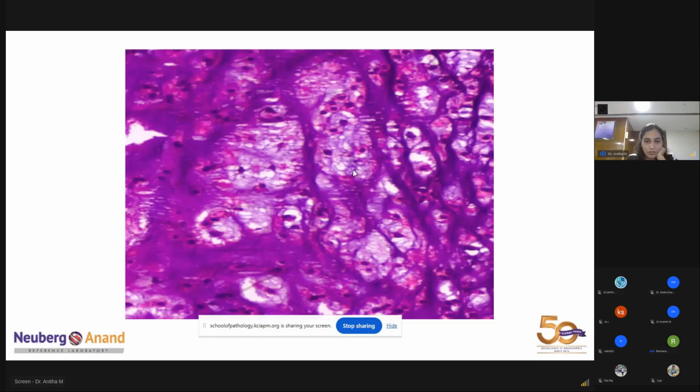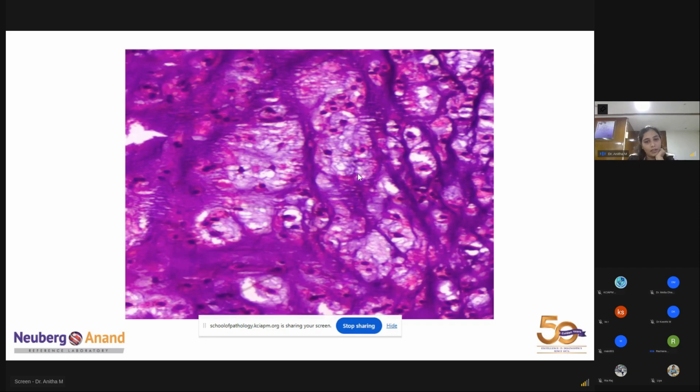What other markers will you do? Other markers, ma'am, cytokeratin for epithelial differentiation, ma'am, CK AE1/AE3, CK19, CK8/18, and S100, ma'am. It shows strong and diffuse positivity, and EMA, epithelial membrane antigen, shows focal and diffuse positivity.